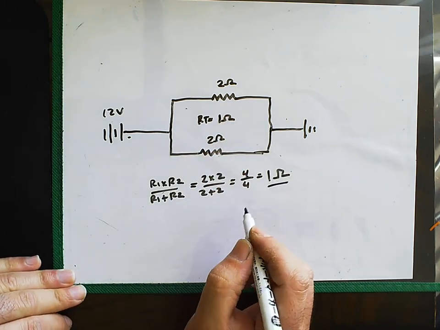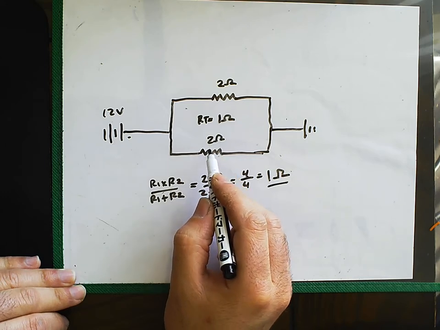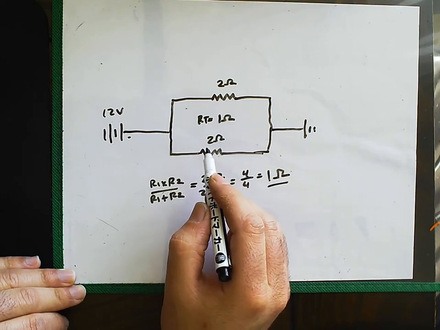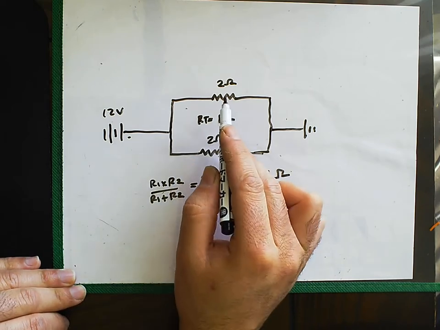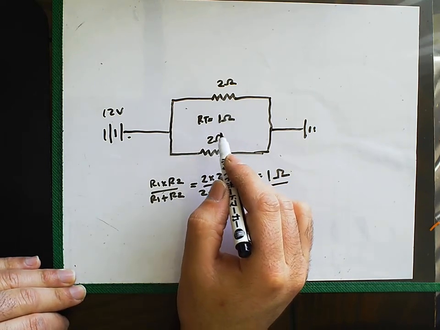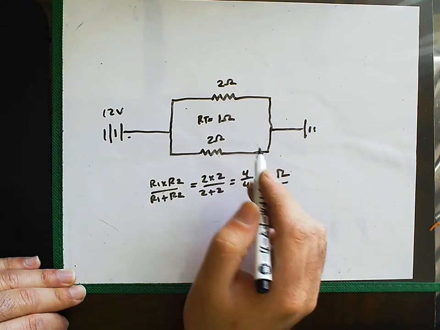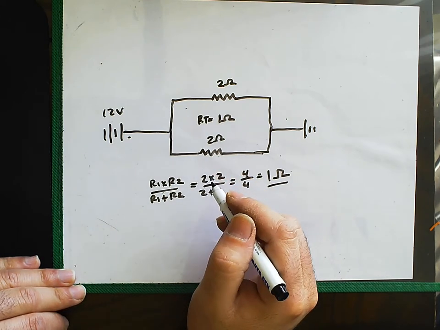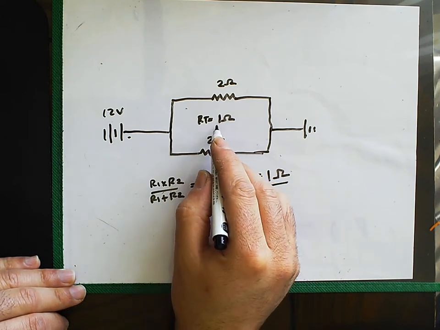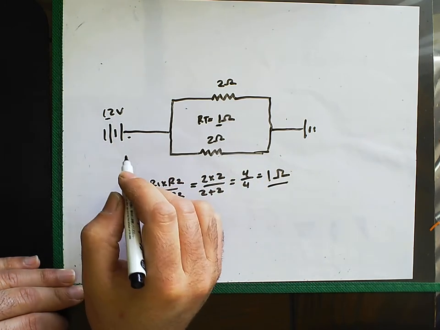One rule that I want you guys to know is that total resistance in a parallel circuit will always be less than your smallest branch resistance. So here in this circuit, this is 2 ohms, and this is 2 ohms. So my total resistance has to be less than 2 ohms. It could be 1, it could be 1.99. It'll be less mathematically.